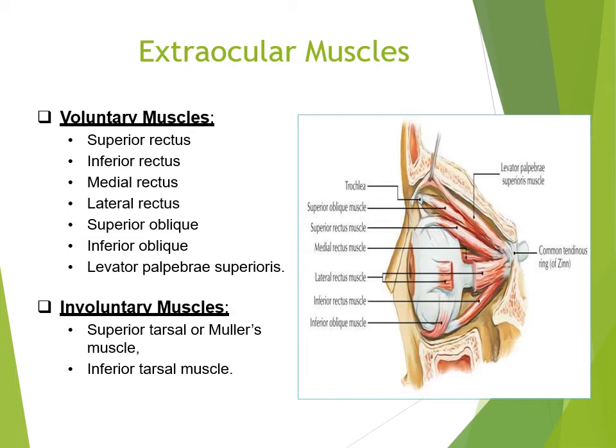We have different muscles, as you must be already knowing. We have 4 recti and 2 oblique muscles. The recti are superior, inferior, medial, and lateral rectus. The obliques are the superior and inferior oblique muscles. Apart from that, you have the levator palpebrae superioris muscle which goes to your lid, and there are involuntary muscles, the superior tarsal and the inferior tarsal muscles. These are part of the levator palpebrae muscle itself.